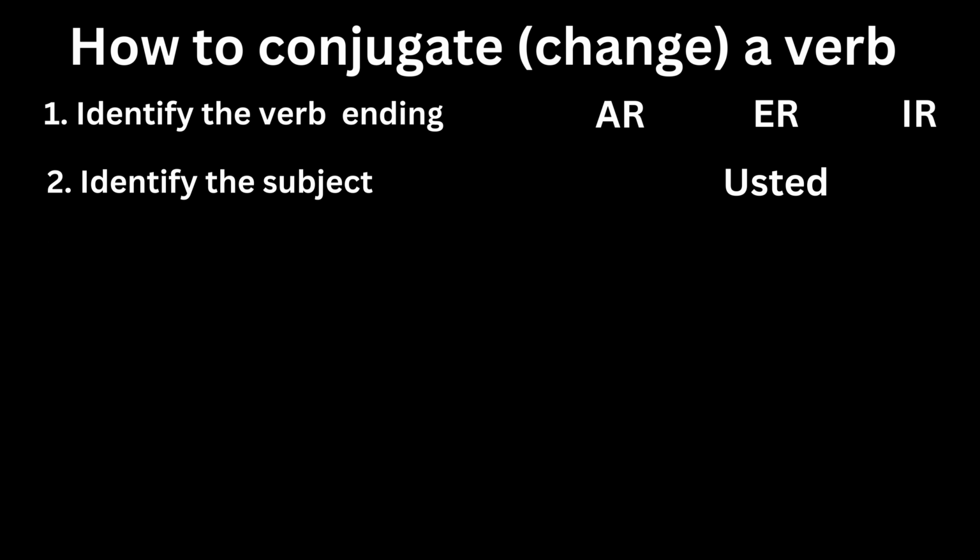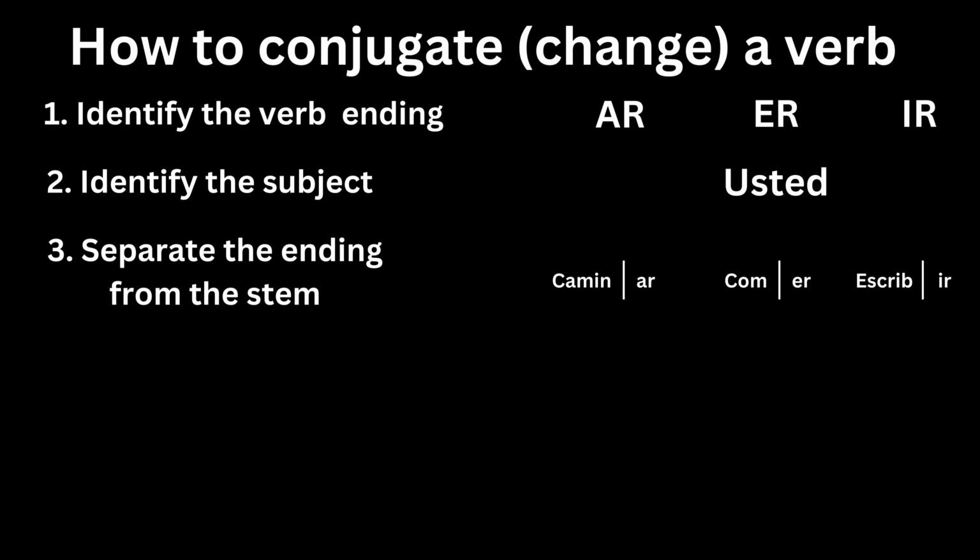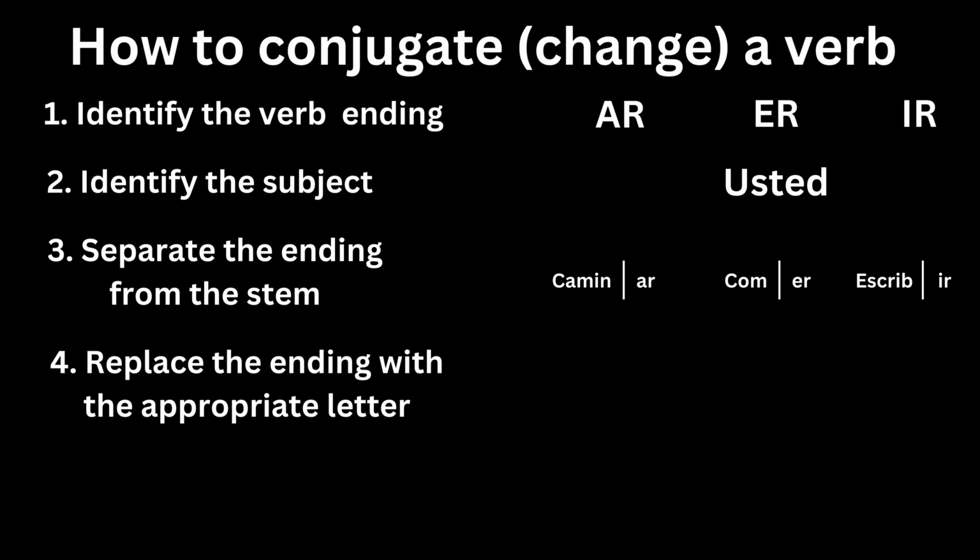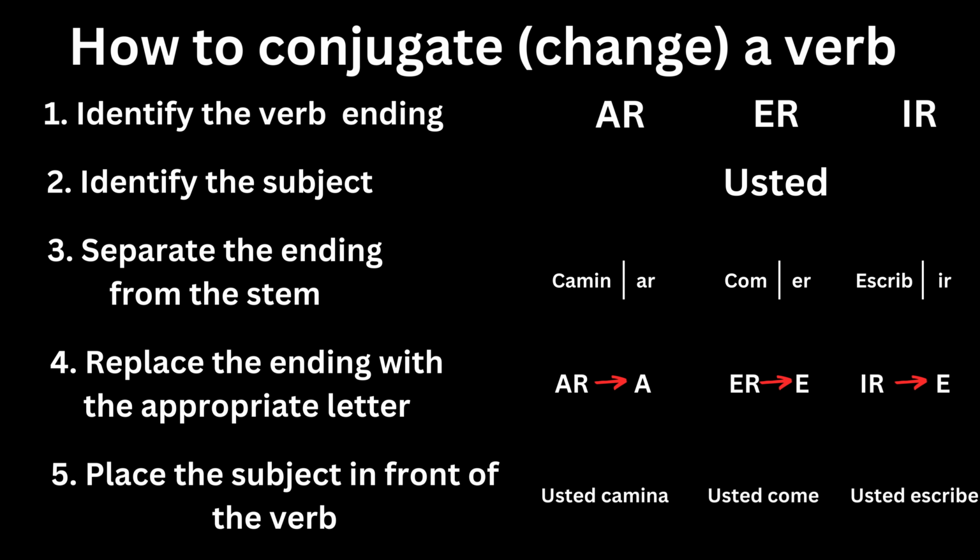Step 3, separate the ending from the stem. Step 4, replace the ending with the appropriate letter. AR is replaced with an A, ER is replaced with an E, and IR is replaced with an E. Step 5, place the subject in front of the verb, and you have your simple descriptive sentence.